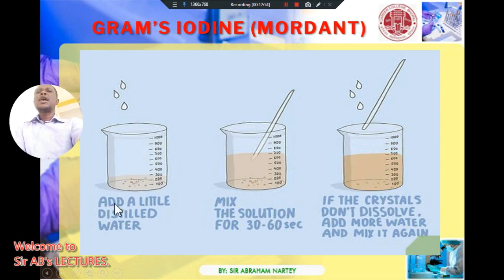Then you stir, you add a little water over here. Then you stir. When you stir, you see that it becomes saturated, so not all particles will be completely dissolved. So you top it up a little. Then you stir. Then finally you add up to your 300 milliliters level. Then you stir. After that, you cover the whole thing with aluminium foil. You allow it to stay. So with this, you are done with the Gram iodine.